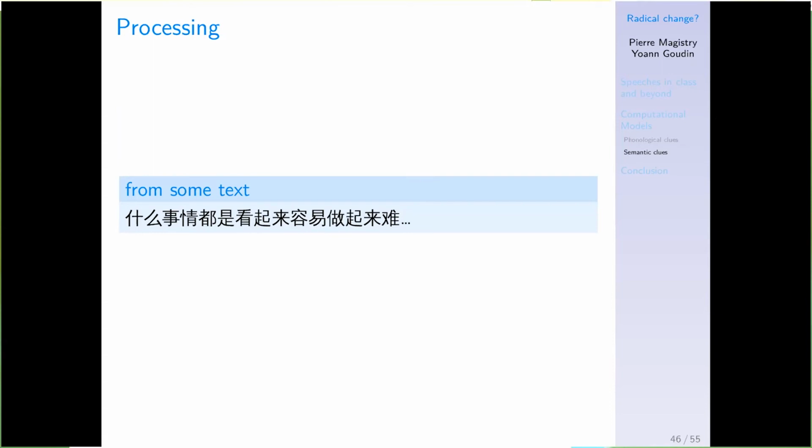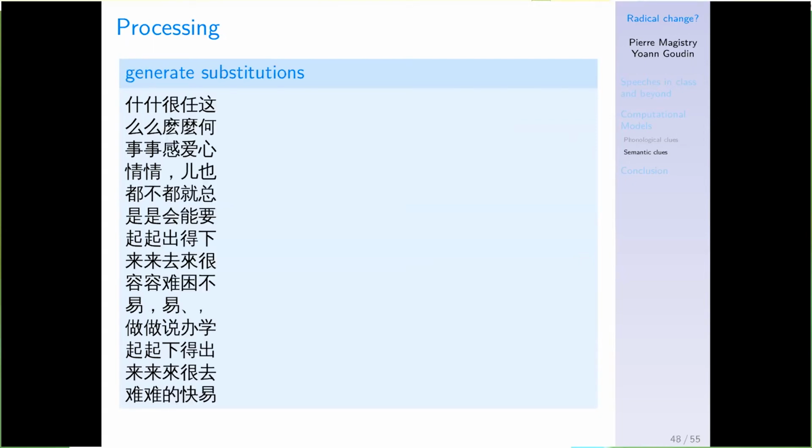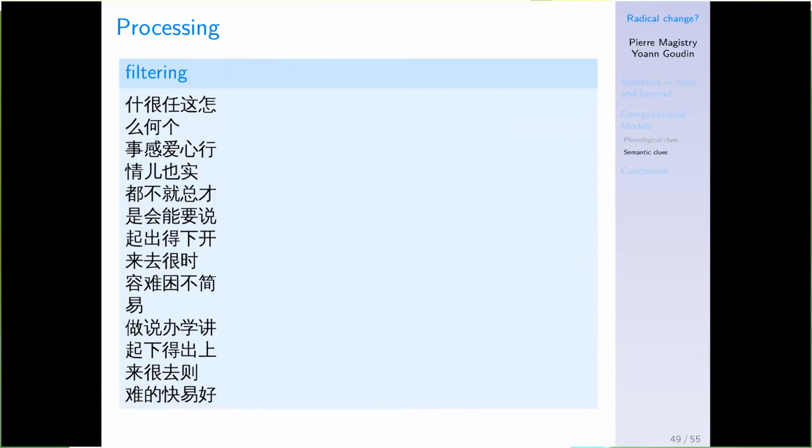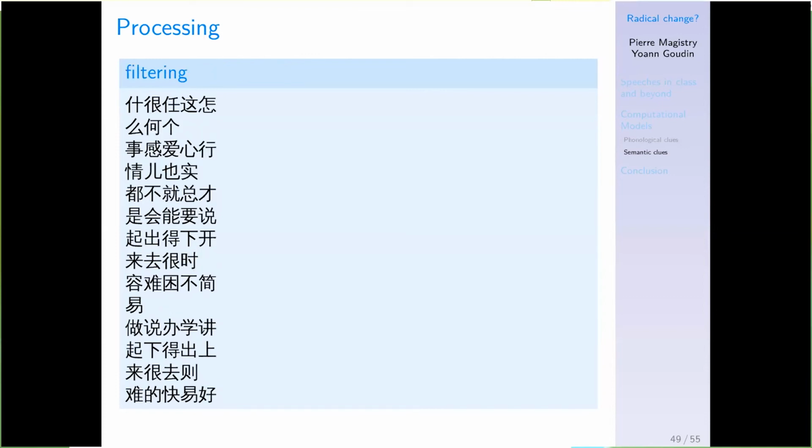So to see the computation by example, you take some text, you put it into a column, you ask this language model to guess what are the other sinograms that may go in that place. Then you filter a little bit because, as you can see, it will often guess the same character, which is kind of correct, but not interesting for me.